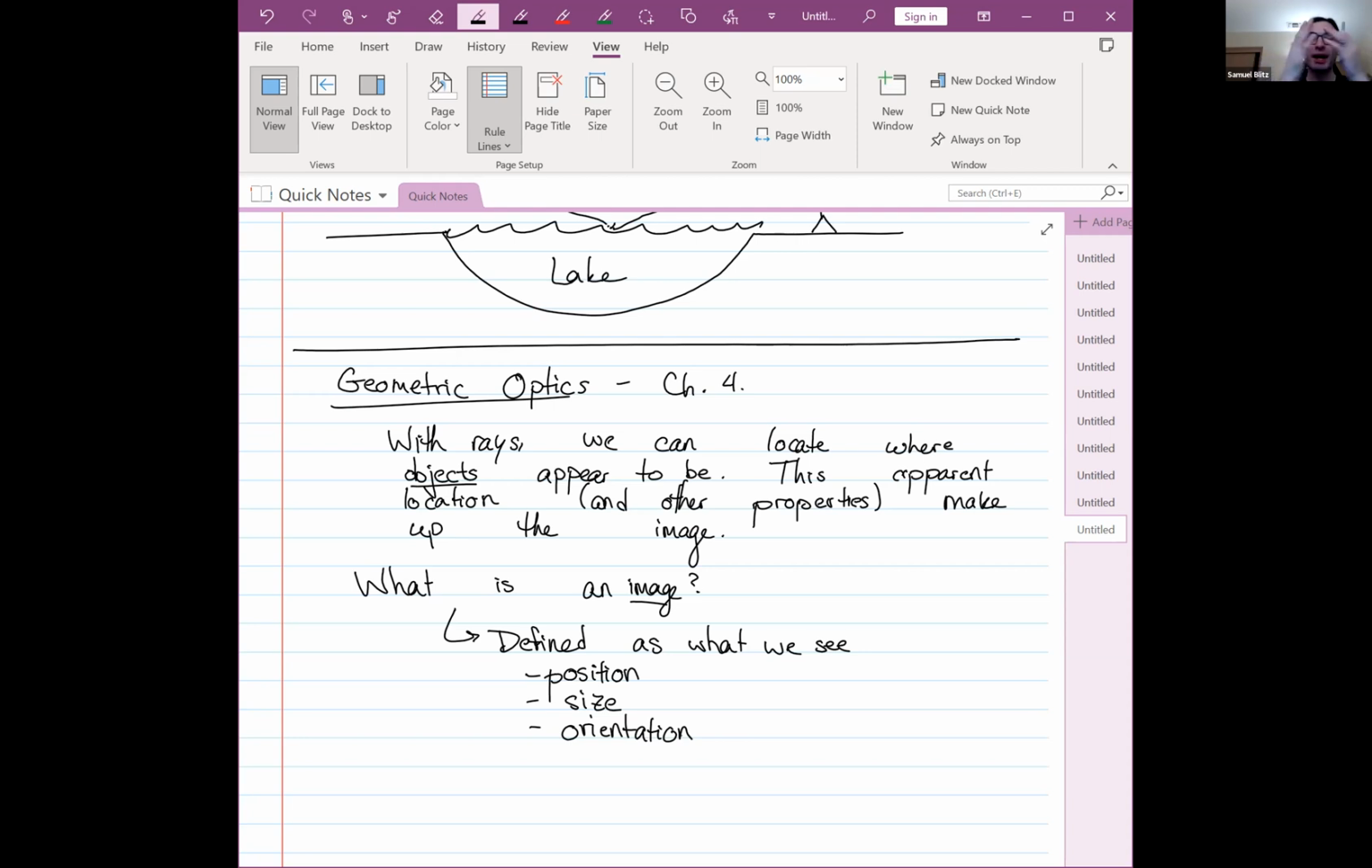But if somehow I redirected the light while it was on its way from the tip of the pen to my eyes, it might look like it's in a different spot or it has a different size. And so that's why we need to worry about this difference between an image and an object, because you can put stuff in the way, think lenses, mirrors, and so on, that will change the path that light takes and thus change the apparent direction that that light originated from.